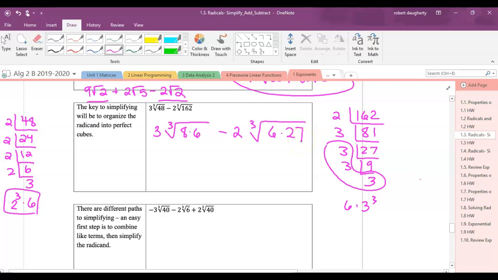What's the cube root of 8? That's 2. So this is 3 times 2, cube root of 6, minus 2 times the cube root of 27, which is 3, and cube root of 6. So this is 6 cube root of 6 minus 6 cube root of 6, which is 0. Okay?